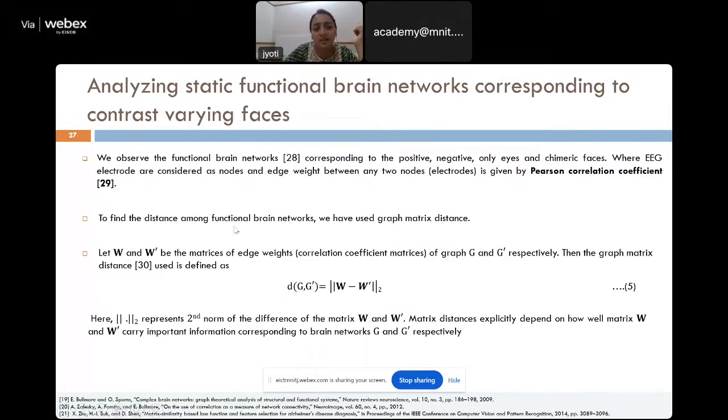Now, to find the distance among functional brain networks, we have used graph matrix distance, which is an already existing distance. How do we find it? W corresponds to network 1 and W dash corresponds to network 2. This is how we find the matrix distance between any two networks. We found that there is a significant difference in the networks formed in all the 4 scenarios. It was observed that the distance between positive phases and chimeric phases was very small compared to the distance between negative phases and only eyes.